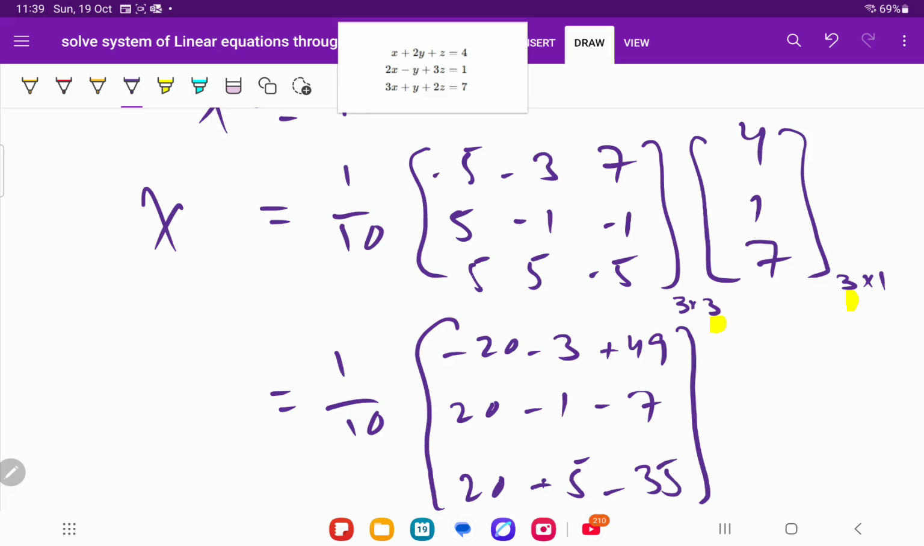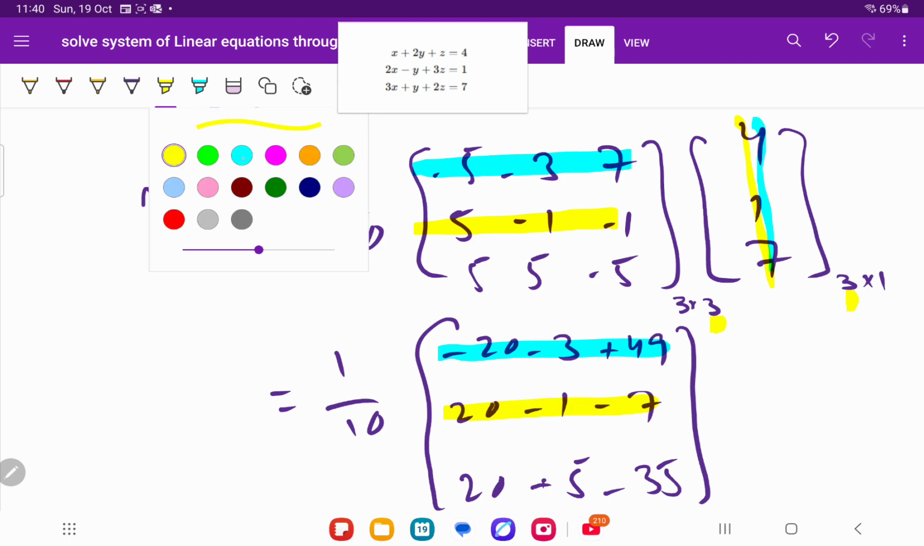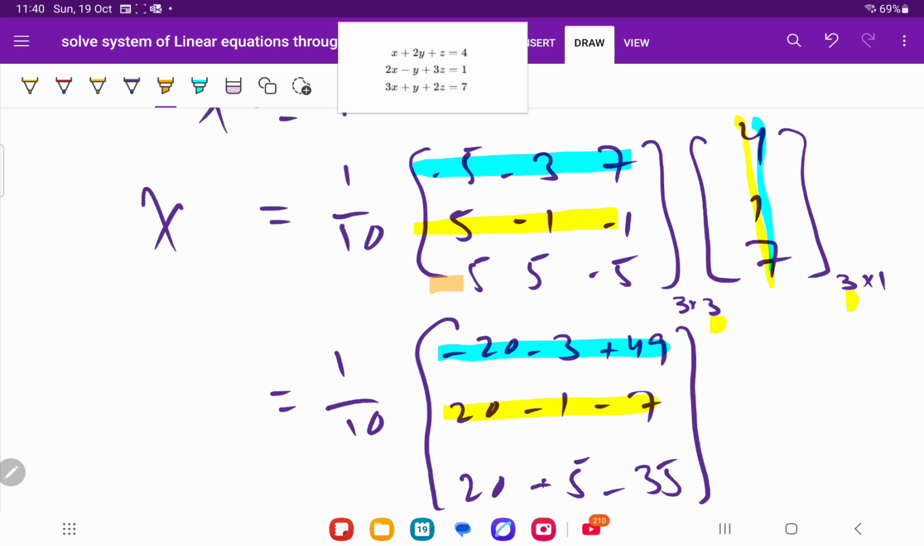Mister, can you repeat this? Which one? This one. So we are multiplying row with column. So this row, first of all, multiply by this column: minus 5 multiplied by 4, minus 3 multiplied by 1, 7 multiplied by 7. So we got this one. And for the second one, again we multiply with the same column, we'll get this one. And for the third one, we multiply the third row again with the same column, we'll get this one.